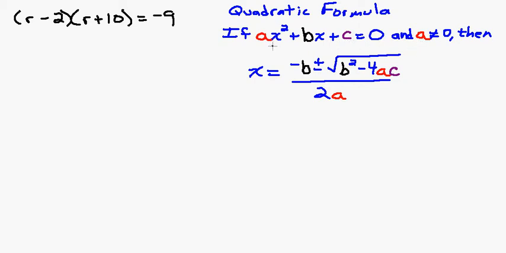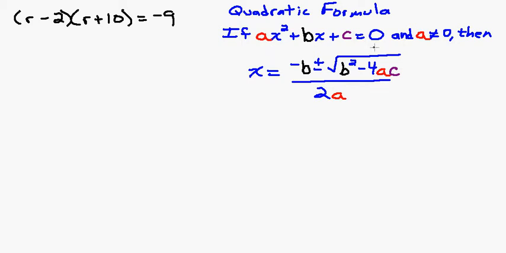So a is representing the coefficient on the x squared term, the number in front of the x squared term. If a was 0, we wouldn't have an x squared term, and we wouldn't use the quadratic formula. Besides that, if we put a 0 in the equation, we'd end up with a 0 in the denominator, and that's undefined. If you try to divide by 0, the answer is undefined. So it is important that we have a quadratic equation.